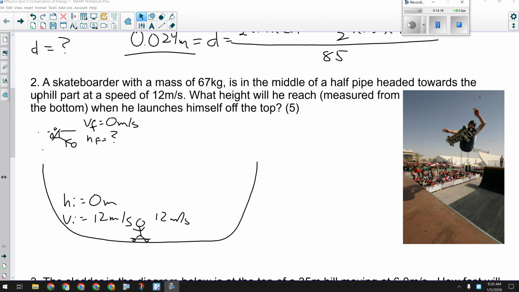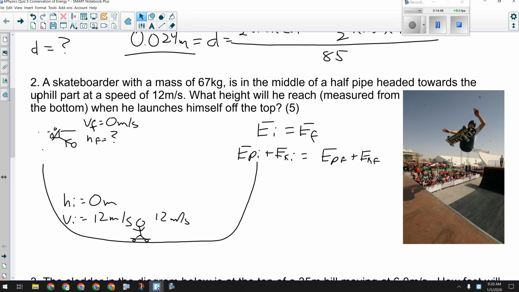Okay? So, here's what we know. No work is being done. His mechanical energy is not changing. So we can say his initial mechanical and his final mechanical are equal. Okay, we calculate mechanical energy by adding together an object's kinetic and potential energies. Okay, like so.